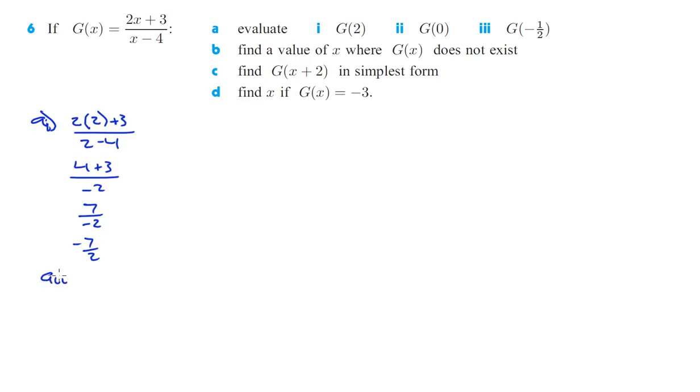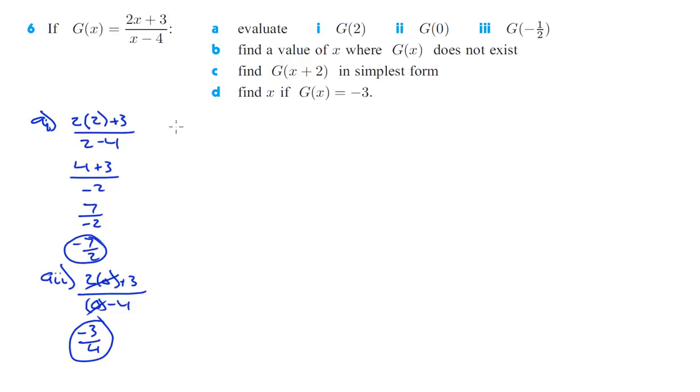Part 2 is going to be 2 times 0 plus 3 over 0 minus 4, right? So that turns into 0, that turns into 0, so you just have 3 over negative 4, which is negative 3/4. Okay?